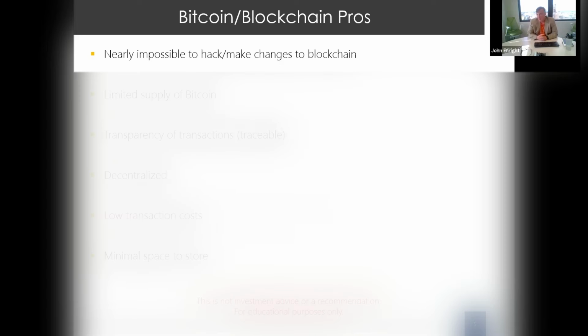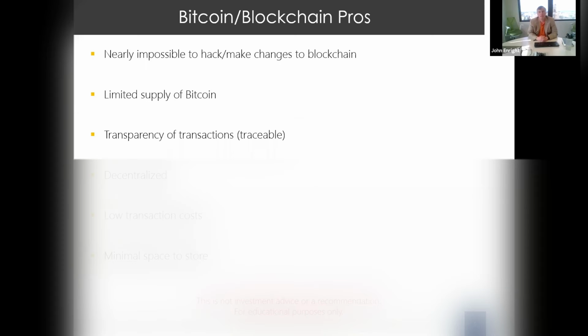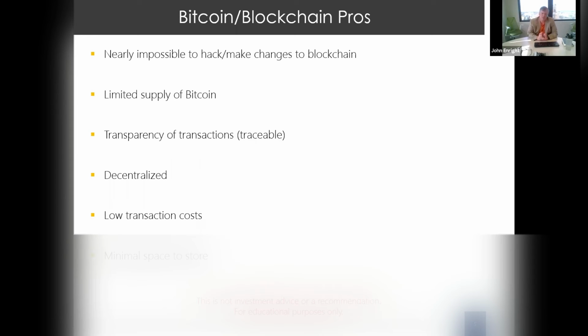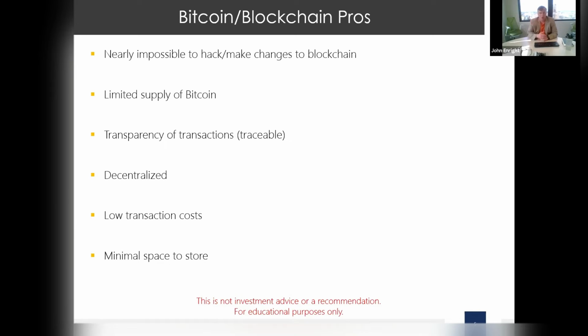So the pros to Bitcoin and blockchain: it's nearly impossible to hack or make changes to the blockchain. There's a limited supply, which is what provides value for Bitcoin. There's transparency in the transactions. They're all traceable all the way back to the very first one. It's decentralized. There's virtually no or minimal transactional costs, and it takes virtually no or minimal space to store Bitcoin.